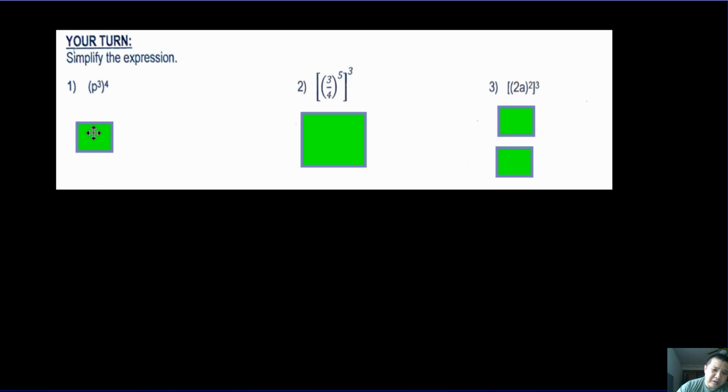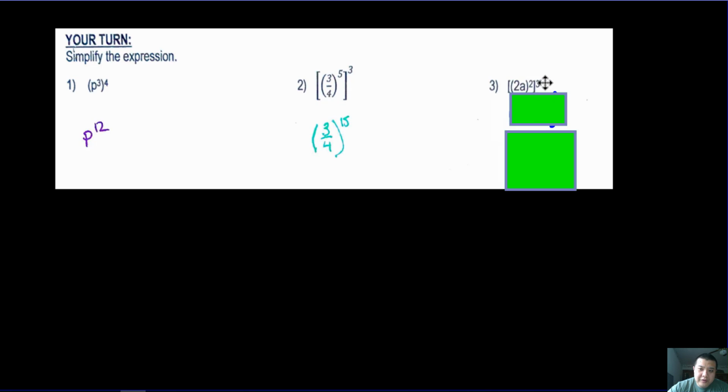P to the 3 times to the 4 is p to the 12th, because 3 times 4 is 12. Here we have 3/4 to the 15th, because 5 times 3 is 15. Here we have 2 and 3, so we get the base of 2a to the 6th, but because we have variables and numbers in here, we want to simplify this further to 64a to the 6th, because 2 to the 6th is 64.